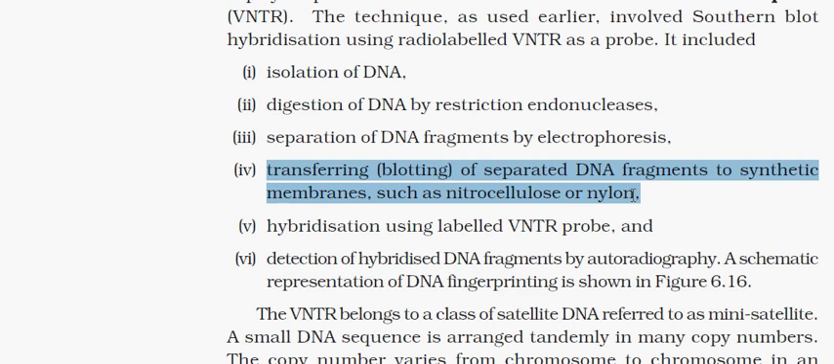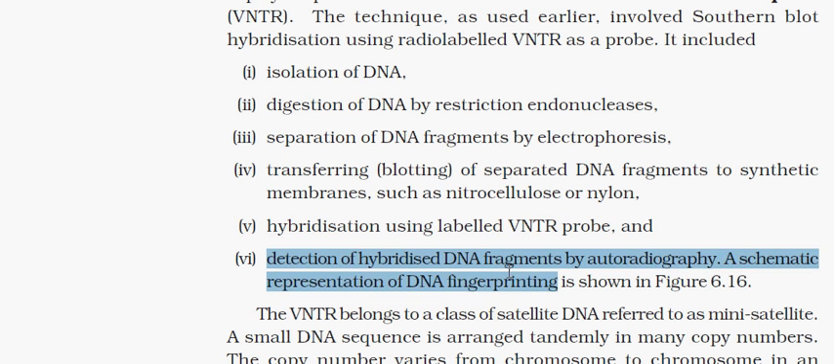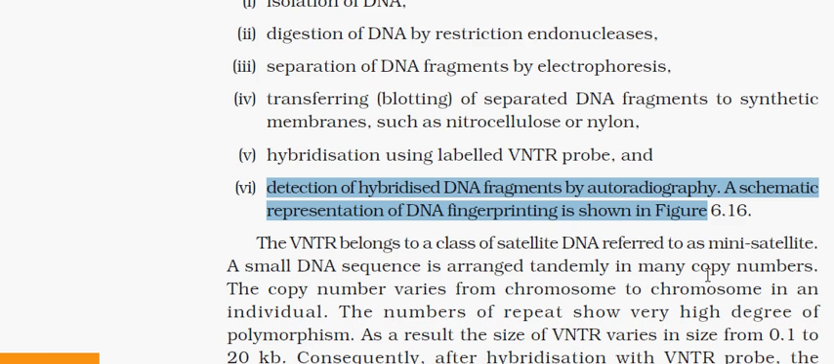Hybridization is the process of forming a hybrid, that is, hydrogen bonds between two different DNA, meaning DNA coming from two different sources. Detection of hybridized DNA fragments by autoradiography, and then we will discuss this as it is shown in the figure. As I said, VNTRs are mini satellites, a small DNA sequence arranged tandemly in many copy numbers.